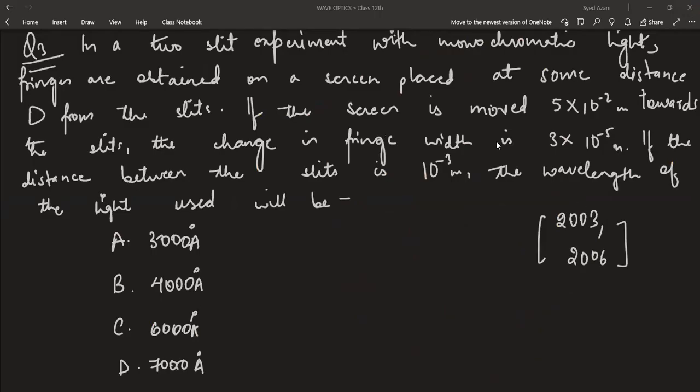In a two-slit experiment with monochromatic light, fringes are obtained on a screen placed at some distance D from the slits. So this is the standardized symbol; we know that this is capital D. If the screen is moved 5 into 10 to the power minus 2 meters towards the slit, the change in the fringe width is 3 into 10 to the power minus 5. If the distance between the slits is 10 to the power minus 3, the wavelength of the light used will be which one of these? So lambda you have to find out basically. Write the question first.